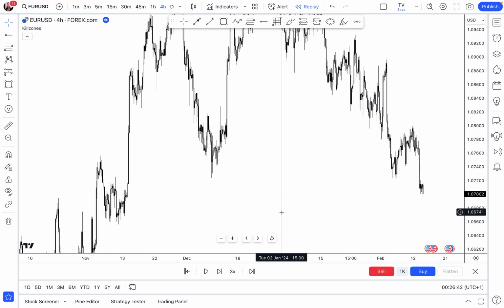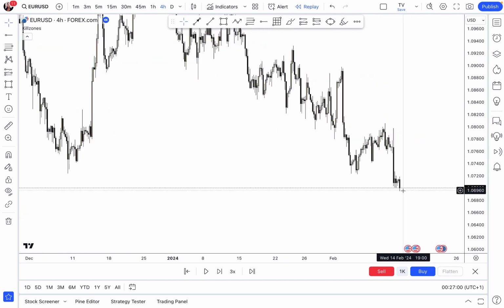a good entry on Euro USD for a buy trade. So it's that buy trade that I'm going to break down for you so that you can use the same approach to take a few short trades in the foreign exchange market. So now we are on the 4 hours time frame.